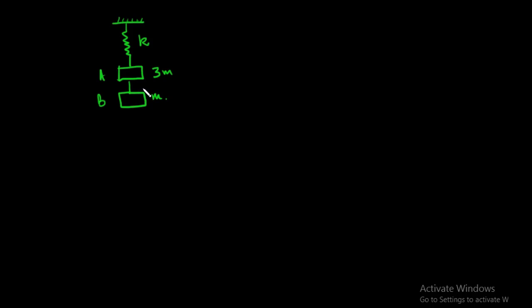Initially when these blocks are attached, the system must have been stable for some time before the string is cut. So what happens when the system is stable? What will be the force on the spring? When the spring has been applied by a force, then it will revert back. Since some displacement has occurred and then the spring is stationary, the spring force will be kx, according to Hooke's law. But what will be this force? This force will be the combined weight of these two, 3mg and mg.